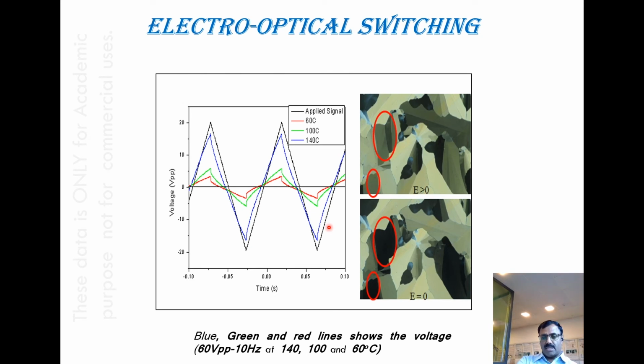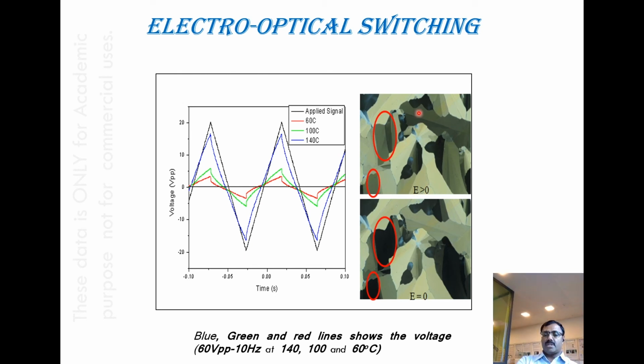So you can see the peaks at 60 degrees are smaller compared to this; the vibration is smaller, the signal is small. When we go to 140 degrees or 100 degrees, the peaks go up. This shows the molecule has electrical switching.